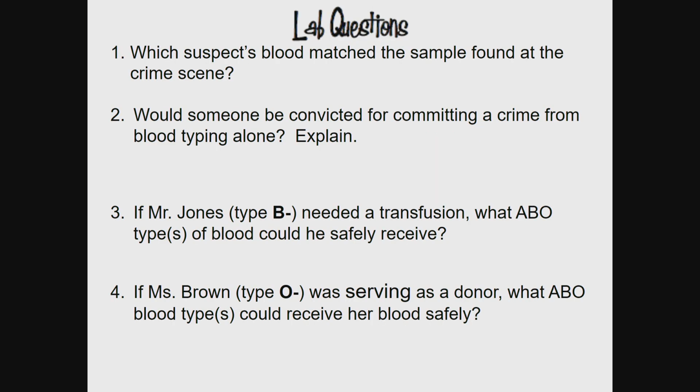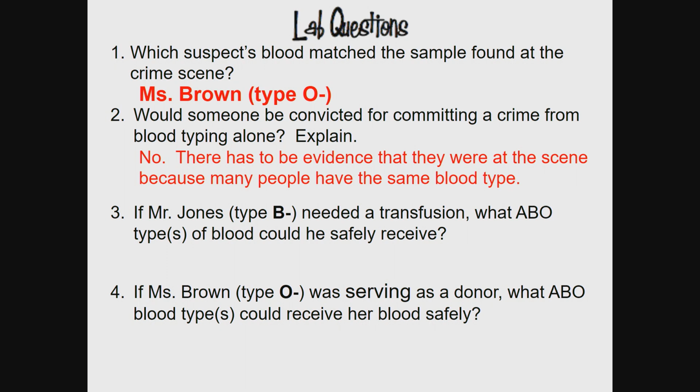Before we answer the questions, pause the video and try and answer them yourself. Which suspect's blood matched the sample found at the crime scene? So the crime scene had type O negative, so that would be Ms. Brown. Would someone be convicted for committing a crime from blood typing alone? Explain. No, they wouldn't. There has to be evidence that they were at the scene because many people have the same blood type.